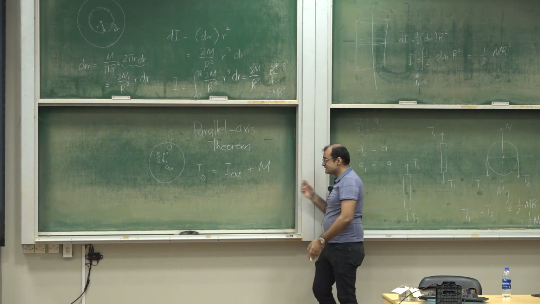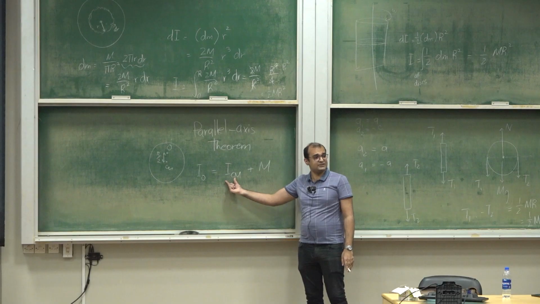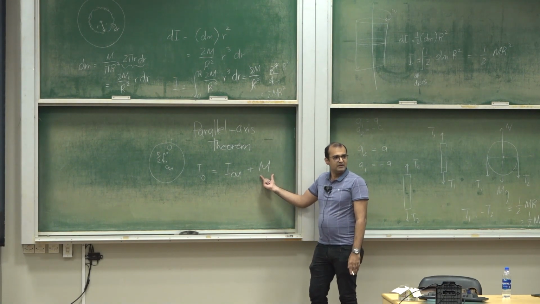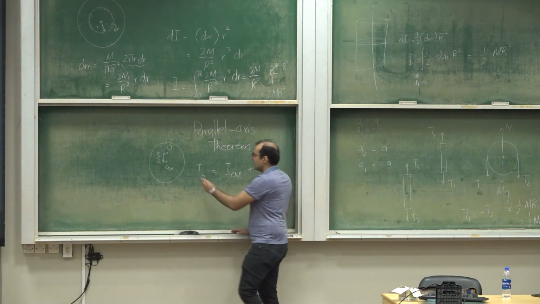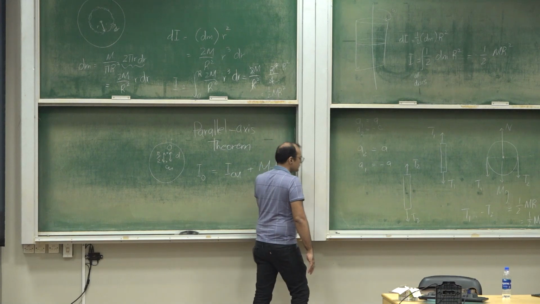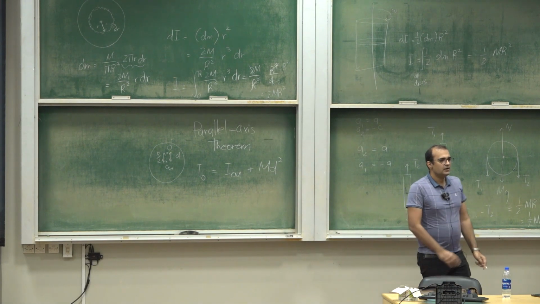नहीं, क्योंकि इसकी dimensions mass times distance squared है. So this equation will only make sense if this second term also has dimensions of mass times distance squared. और distance जो आएगा इधर is the distance between the two axes, जिसको D कहते हैं लोग. That's the parallel axis theorem.